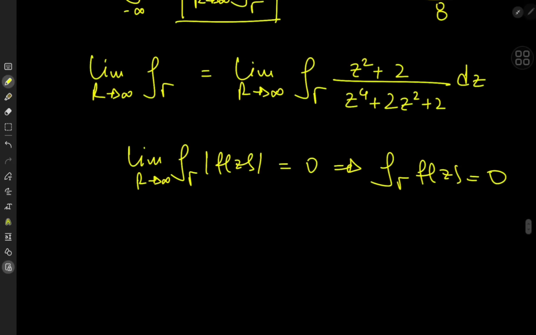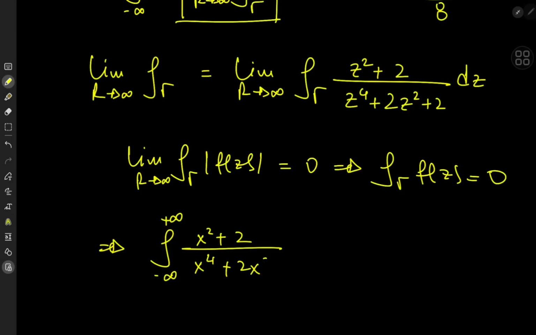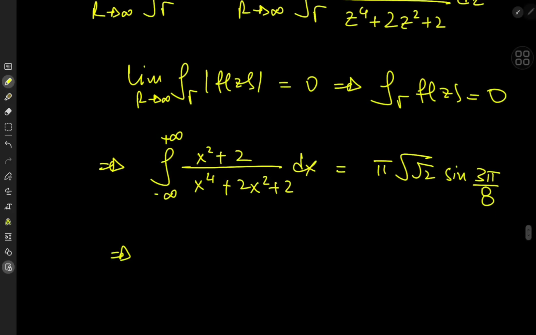Okay, cool. So this implies that the integral from negative to positive infinity of x squared plus 2 divided by x to the 4th power plus 2x squared plus 2 dx equals pi times root 2 times sine of 3 pi by 8. And we see that the left-hand side is the integral of an even function over a symmetric interval. So we could just integrate from 0 to infinity and double the result, which implies that we have I sub 1, which is 1/2 of the integral up top.